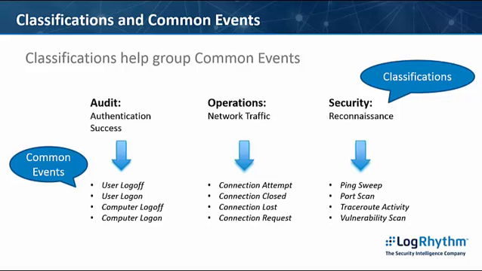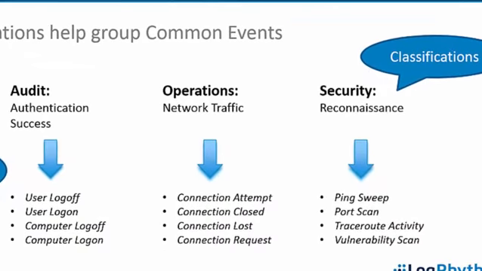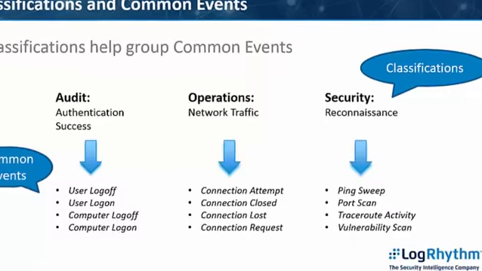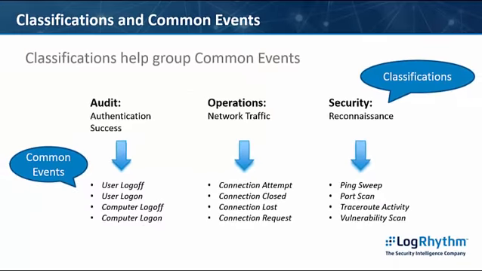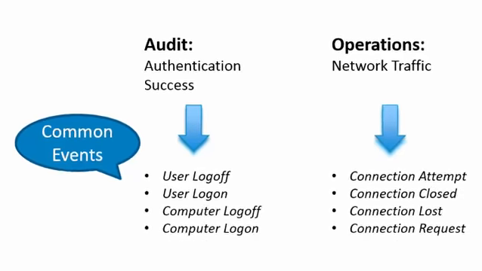Every single log message is assigned a classification in a common event field based on the information derived from that log message. Classifications are used within Logarithm to help group log messages into easy-to-use common event types. All classifications are contained within three types: audit, operations, and security type messages. Let's look at the audit classifications. Some examples of audit classifications include account created, access success, and authentication success type messages.